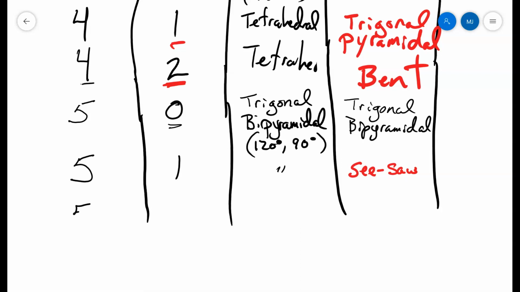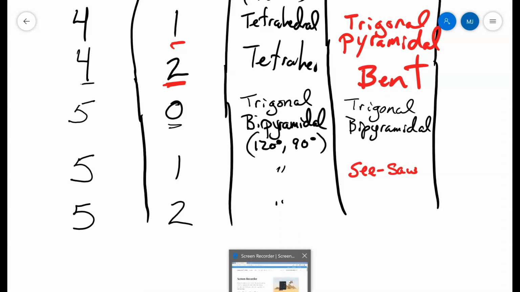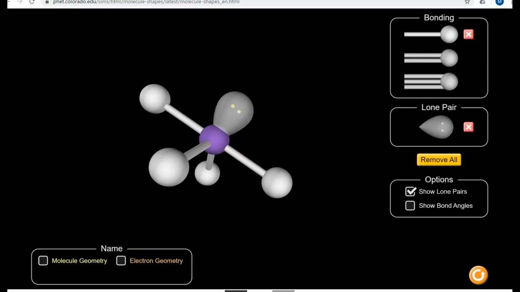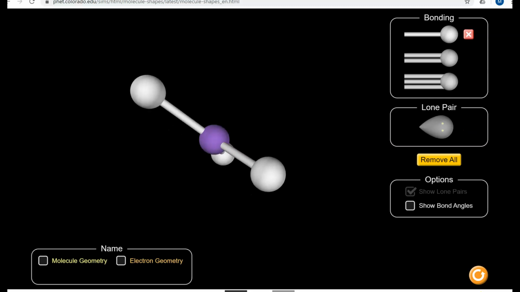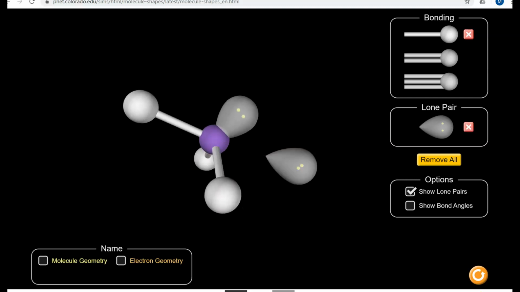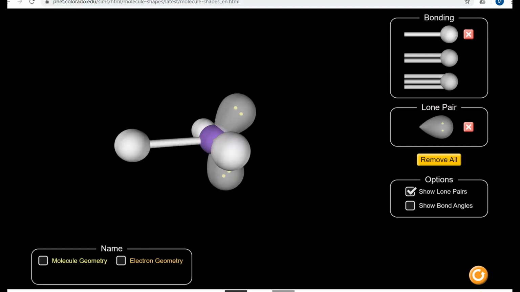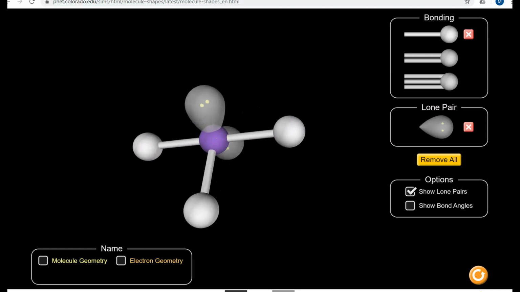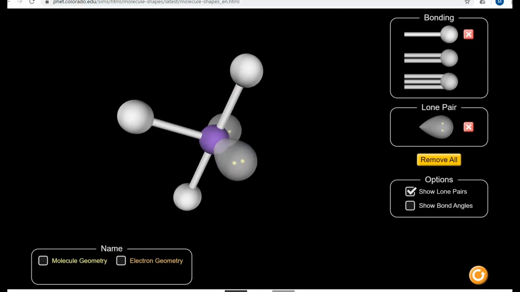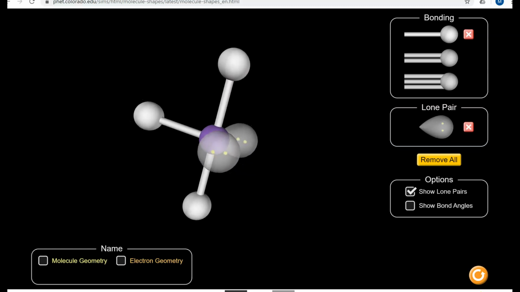Now, what if we have two lone pairs? Again, let's put in ditto. The electron geometry is still going to be trigonal bipyramidal, but we are going to take off one of our bonds, and we're going to add in two regions, and again, they're both equatorial positions. So if I had this back in the original position, it'd be up there.